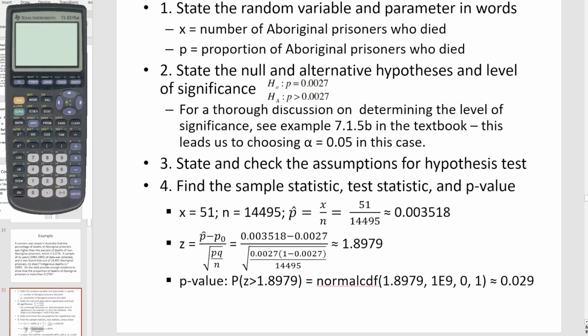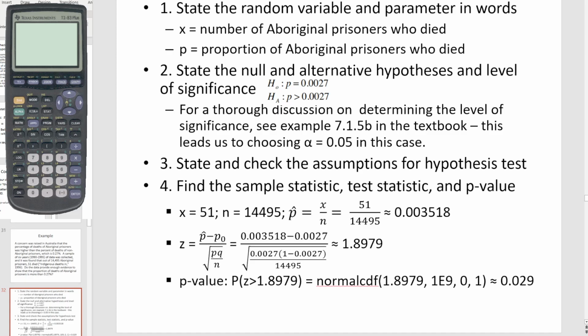Here, our null hypothesis is that P is equal to 0.0027, and our alternative hypothesis is that P is greater than 0.0027. And for a more thorough discussion on determining this level of significance, look at example 7.1.5b in the textbook. There's a discussion of this example in particular in determining the level of significance here.